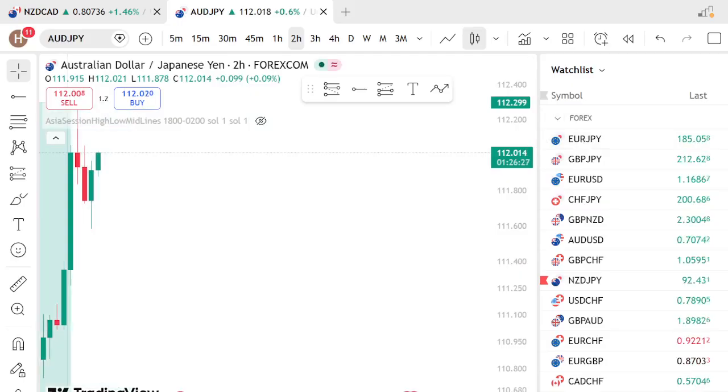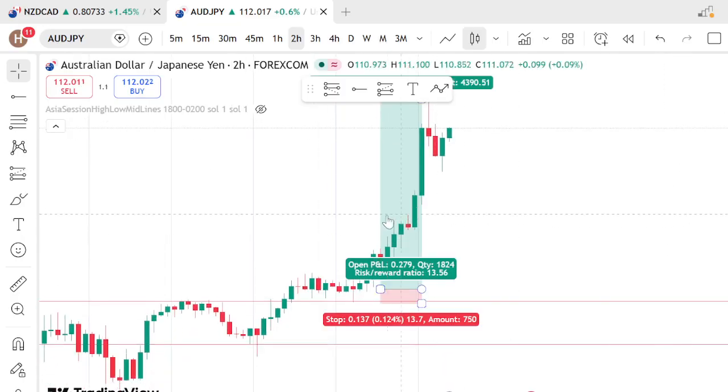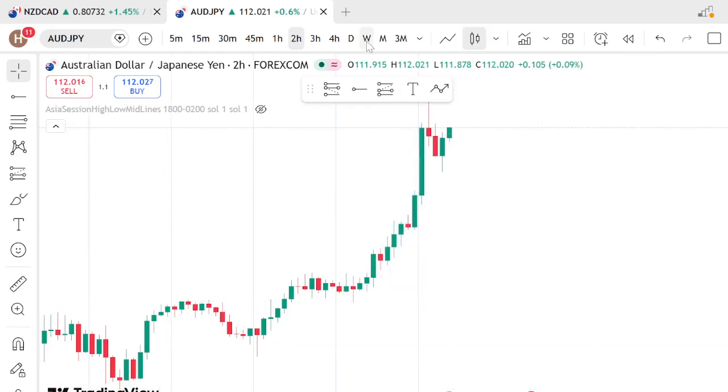Okay, I can take this. Alright, this trade also was a 1:13 trade. I didn't take this though, like I showed you guys. I already had a trade running, so I didn't want to take another trade with it, so I just left it.